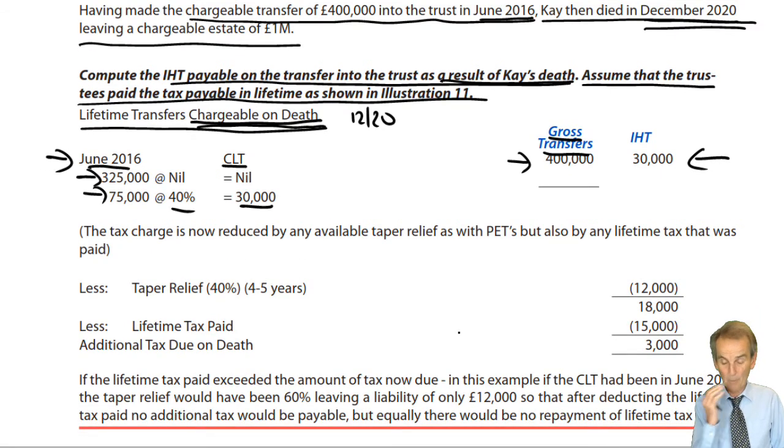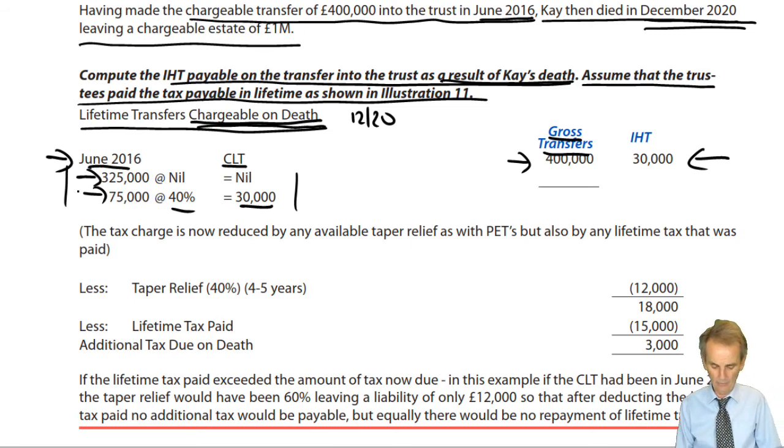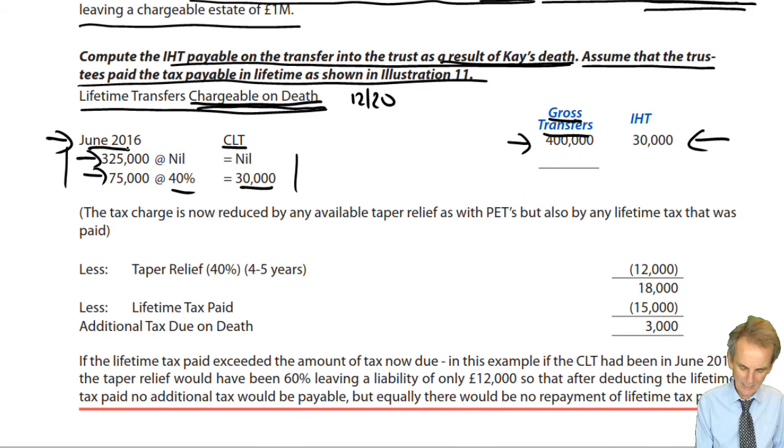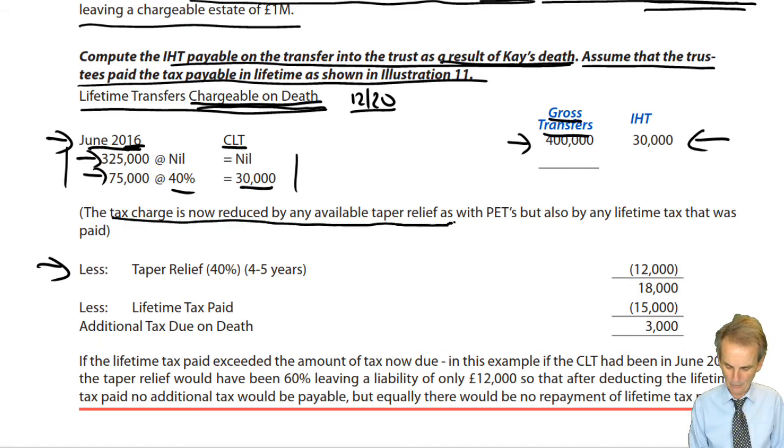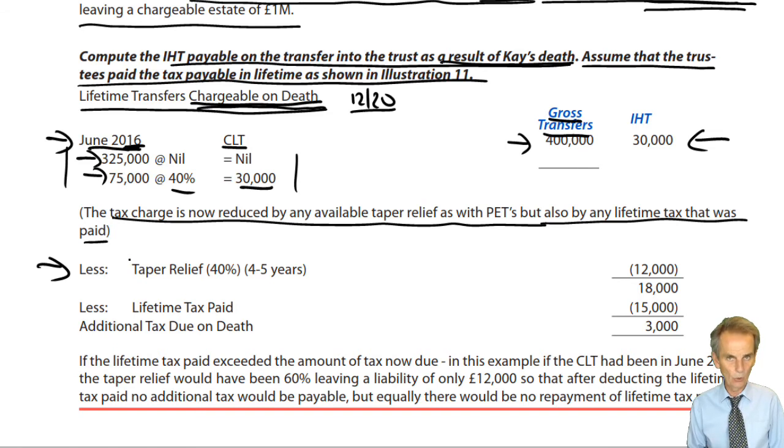So if you'd been told that there was a PET where you had a gross transfer value of 400,000, that was the chargeable transfer figure, you'd have done exactly the same calculation as you see there. What you'd also do with the PET, and you now do it for this CLT as well, is to say, well, hang on a minute, June 16, that is more than 3 years from the date of death. Therefore, taper relief is available as a reduction in that tax charge. The tax charge is now reduced by any available taper relief, just as we would with PETs, but also then by any lifetime tax that was paid, but in this order.